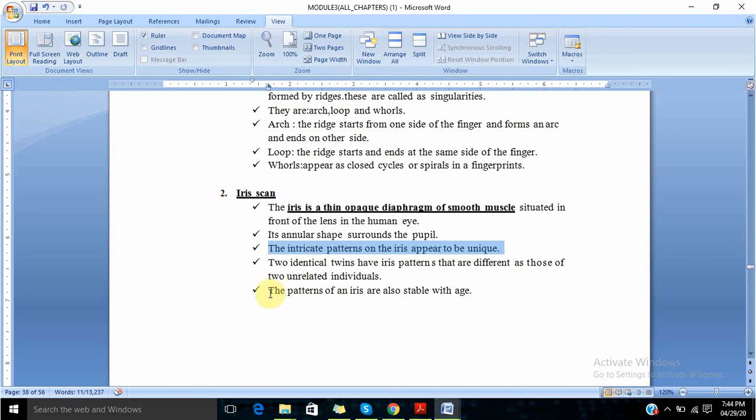We also have to note that the patterns of the iris are stable. They remain stable with age. And one more thing to understand is that even twins have different patterns.